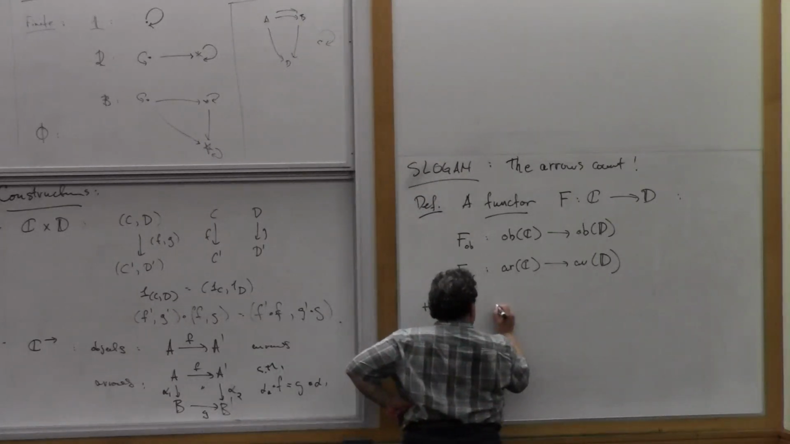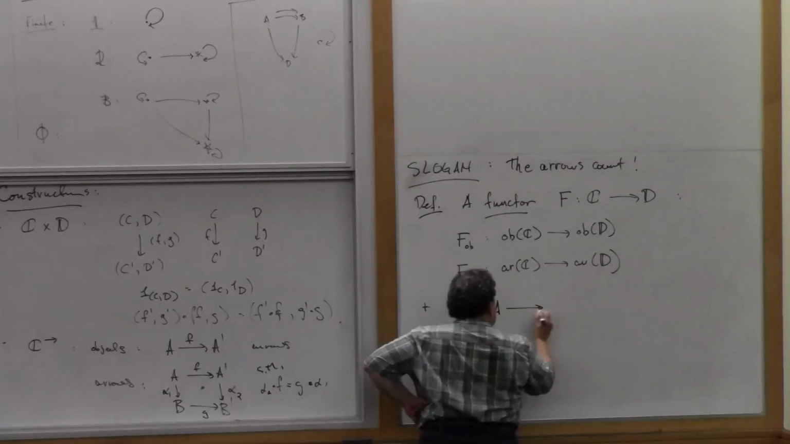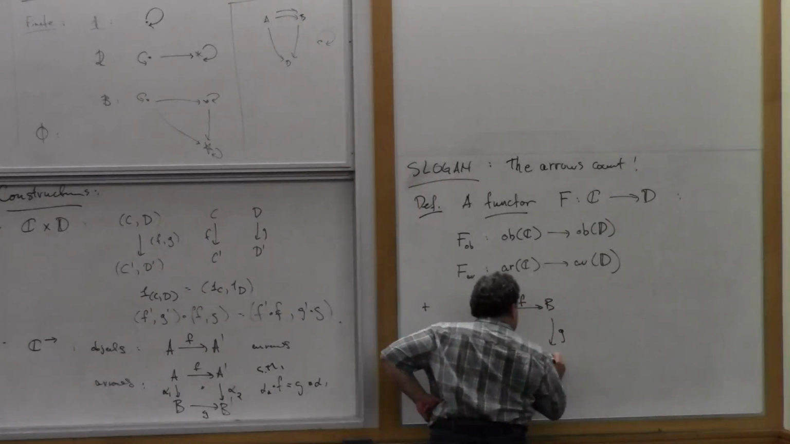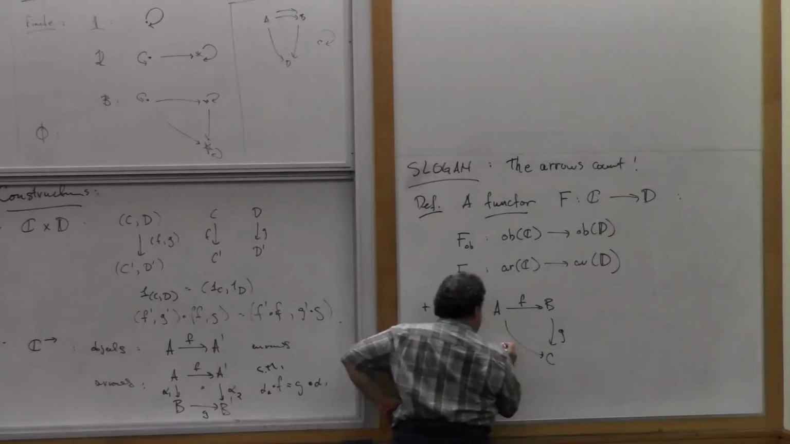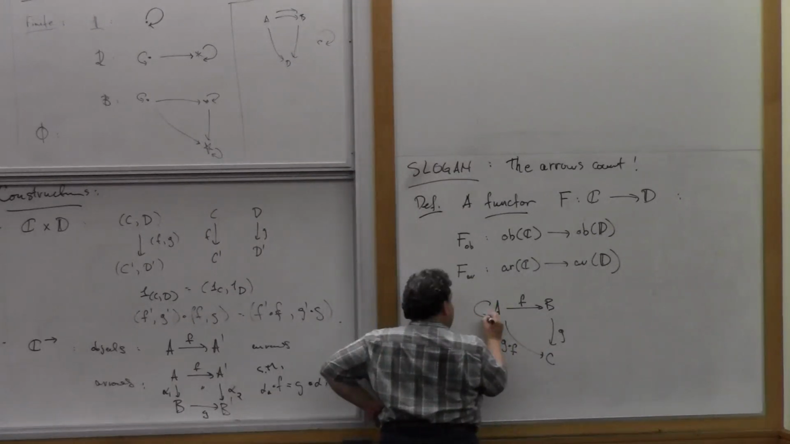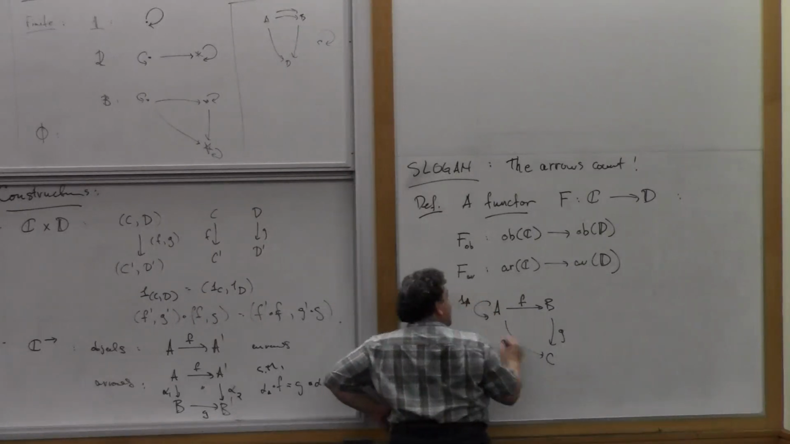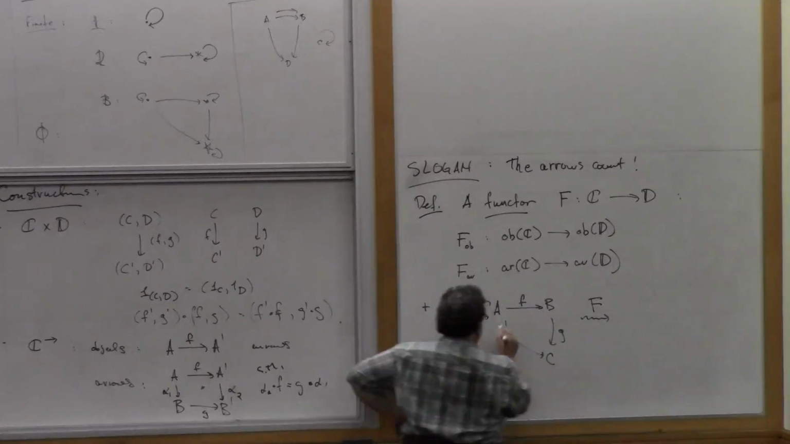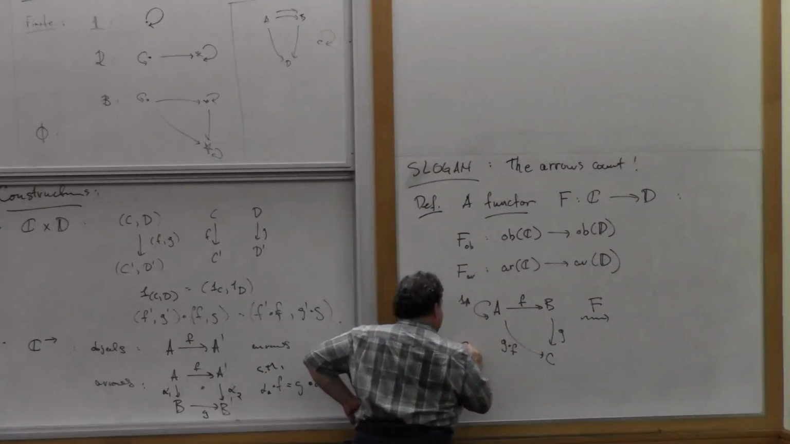That is, if I have here A, F, B, G, C, and then here's the composite G after F, and here, say, is the identity on A, and I apply the functor F, so this whole diagram is living in the category C.